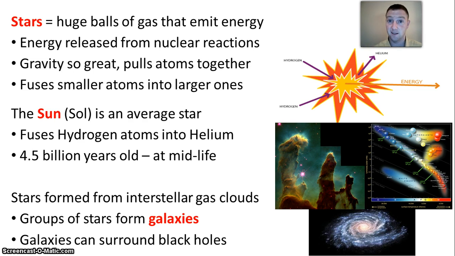In our sun, official Latin name is Sol, okay? It's going to take hydrogen atoms, simplest atoms in all the universe, and it's going to take two hydrogen atoms and fuse them into helium. So our star, our sun is a star, and it's taking hydrogen atoms, fusing them together to make helium. In that process, in that nuclear reaction, you're going to release a lot of energy.